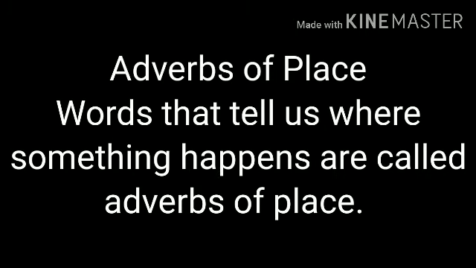The next topic is adverbs of place. What are adverbs of place? Let me explain. Words that tell us where something happens are called adverbs of place. They denote the exact place where the thing happens, that means the question where. It gives the answer, and that is called adverbs of place. We will go to the examples.